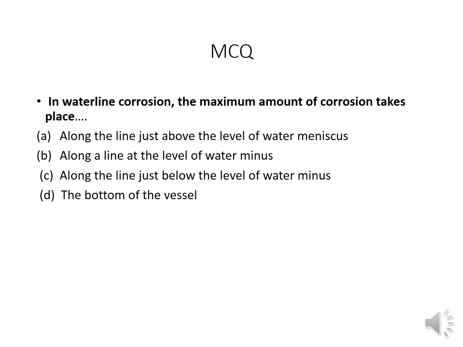Options are: along the line just above the level of water meniscus, along the line at the level of water meniscus, along the line just below the level of water meniscus, the bottom of the vessel. The answer is option C, because that portion has a different concentration of air and becomes anode compared to the bottom of the vessel, and undergoes corrosion rapidly.